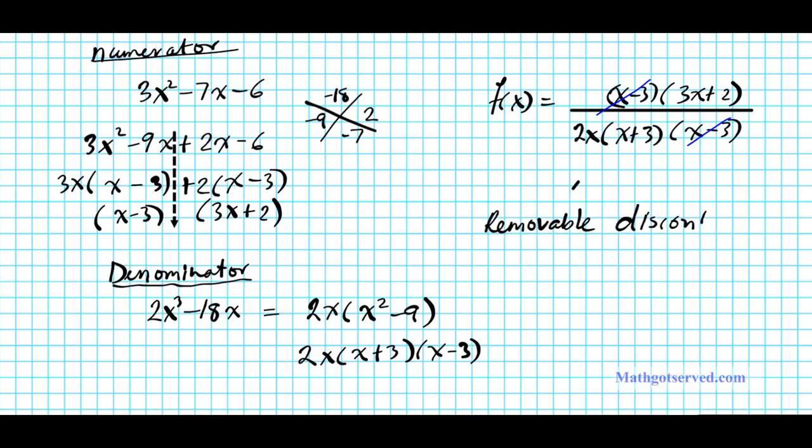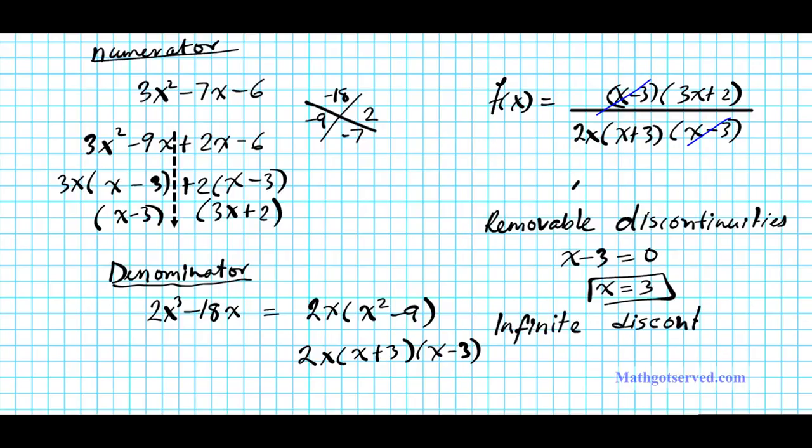are what you get when you solve this. And then x equals 3 is our only removable discontinuity. Okay? And then our infinite discontinuities are the ones that cannot cancel out in the denominator. Okay? Those are the ones that make our expression undefined.